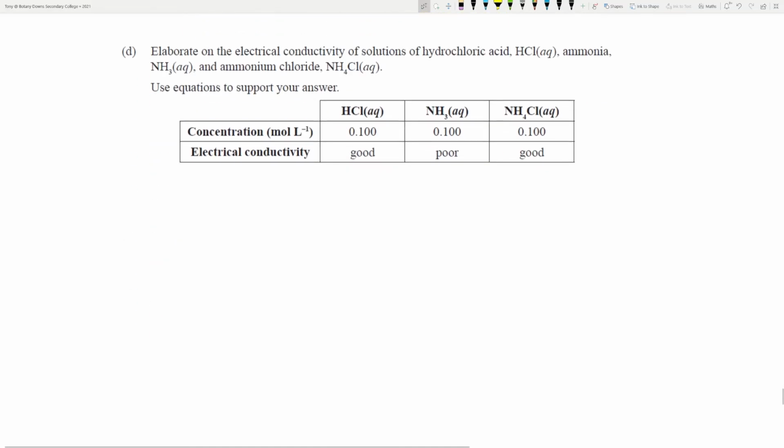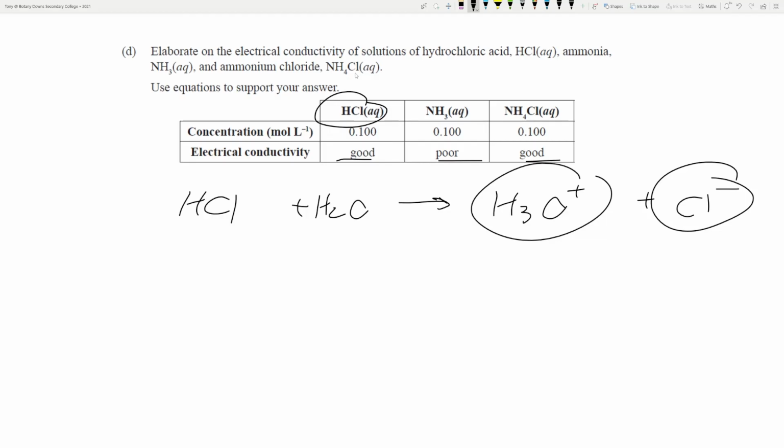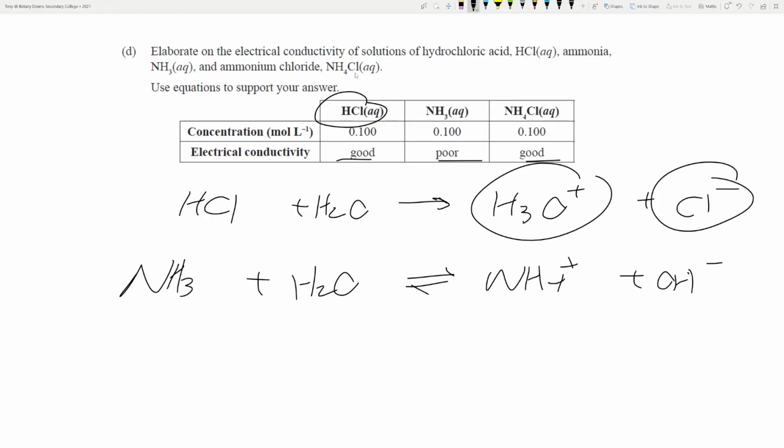Okay, and I think the last question is to elaborate on the electrical conductivity. Why are these good, poor, good? Again, equations, guys. HCl completely dissociates in water, so you will have a high concentration of free moving ions. NH3 is a poor conductor because it will only partially dissociate, so you will only have a very low concentration of free moving ions due to the partial dissociation.